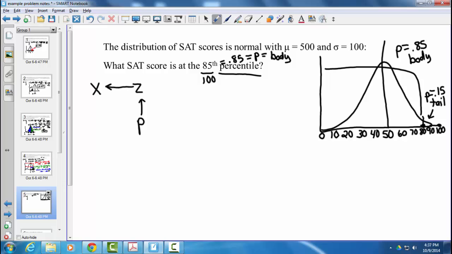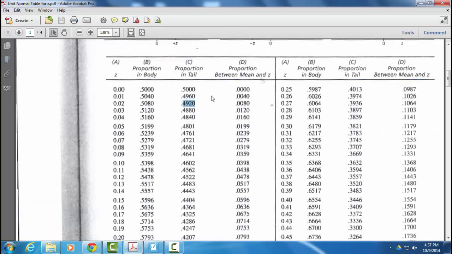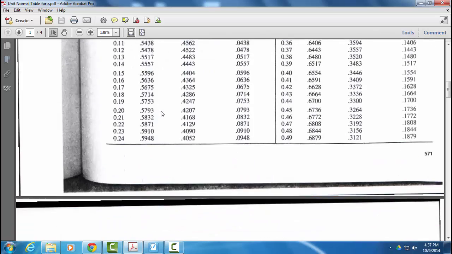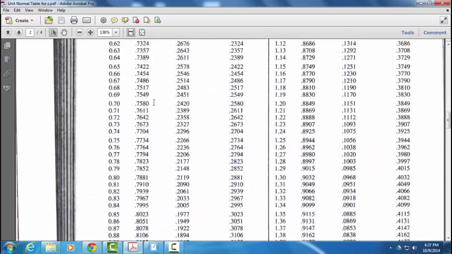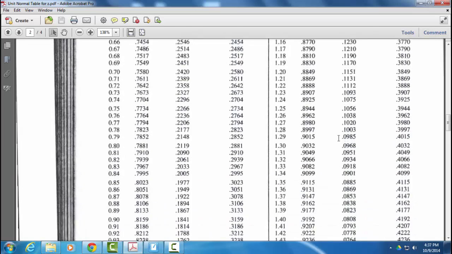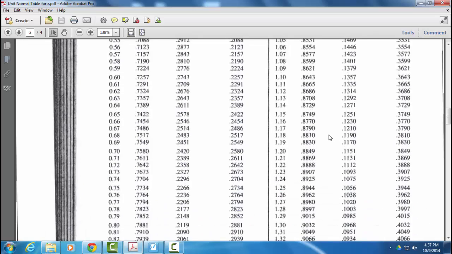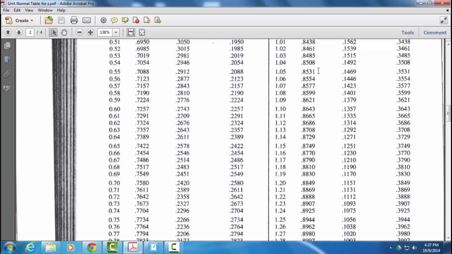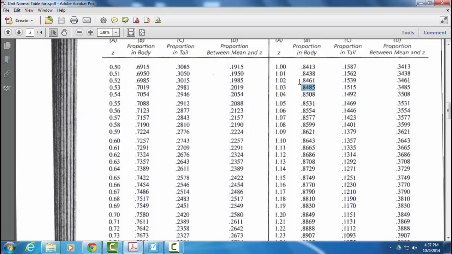Okay, so now we need to actually find 0.85 in the body in our table. So proportion in the body. We're looking for 0.85. One of the tricky things with this is that you're not usually going to find exactly what you're looking for, right? You're not going to find 0.85 exactly. But you will look for the one that's just below the value you're looking for and the one that's just above it. And then you'll decide which one is closer. We're looking for 0.85 in the body.